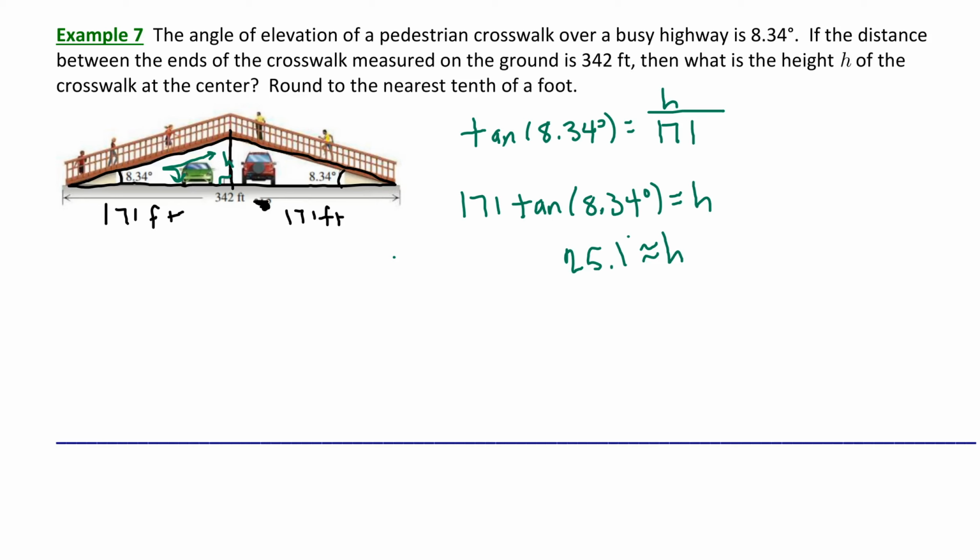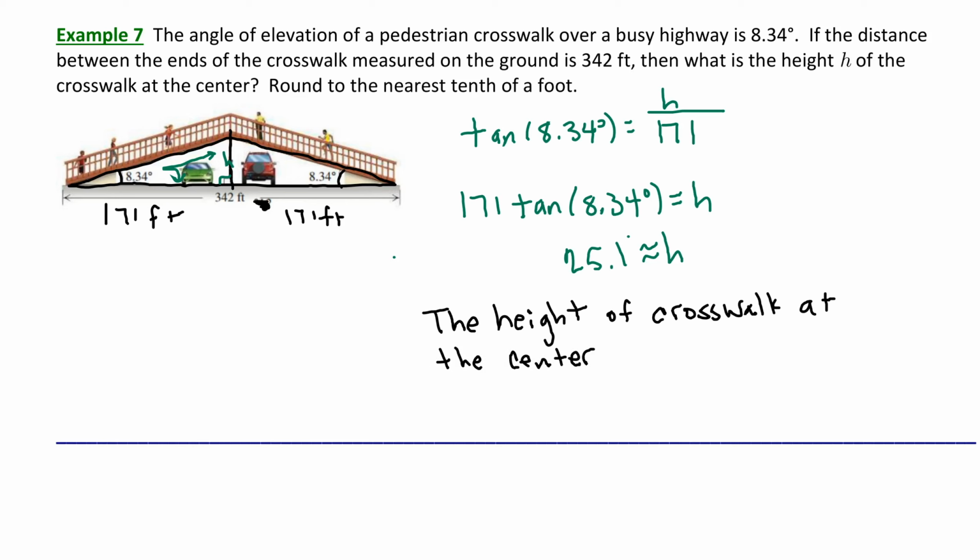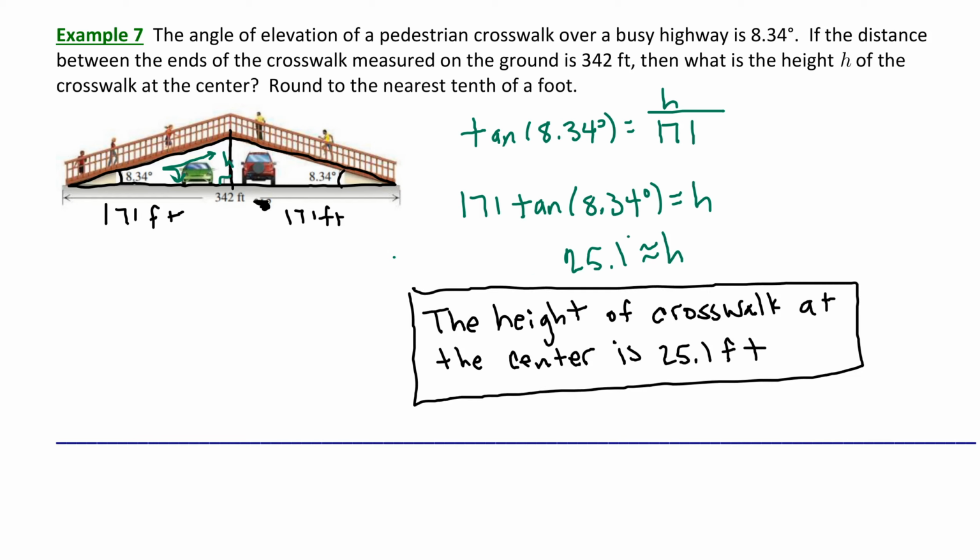So let's make our formal conclusion. The height of the crosswalk at the center is 25.1, and that's measured in feet. So this is the part in your engineering problem where you have to turn around and write the report and submit it to the boss, right? Our report: the height of the crosswalk at the center is 25.1 feet.